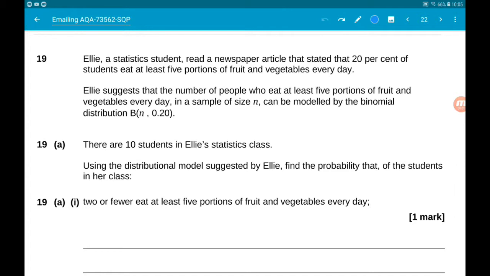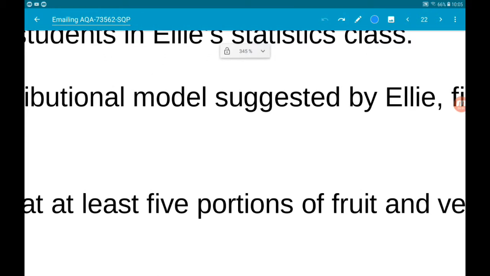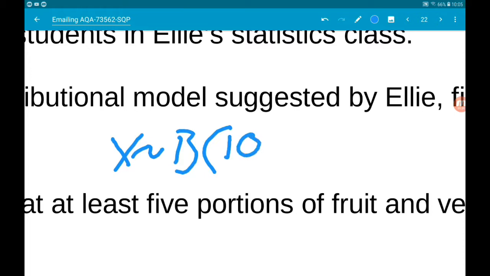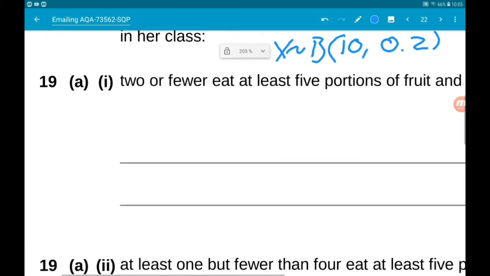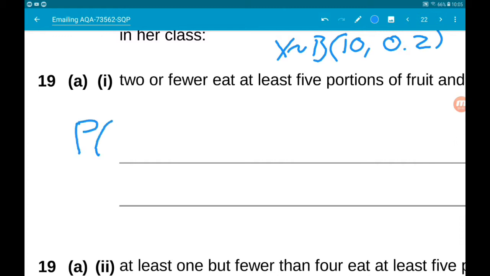Okay, for part A, there are 10 students in Ellie's statistics class. Using the distribution model suggested by Ellie, find the probability that of the students in her class, first of all, 2 or fewer eat at least 5 portions of fruit and veg each day. So, our distribution here is X binomially distributed, n is 10, p is 0.2. Now you can do this using your calculators. What we want is the probability that X is less than or equal to 2.